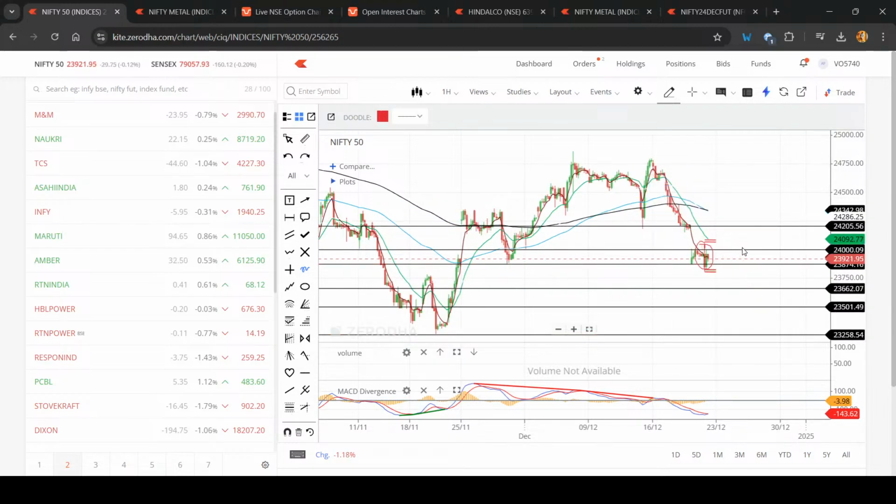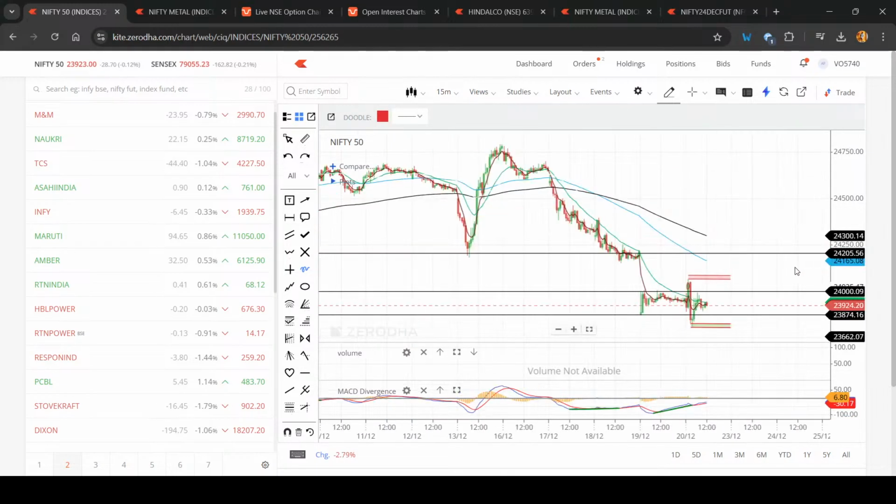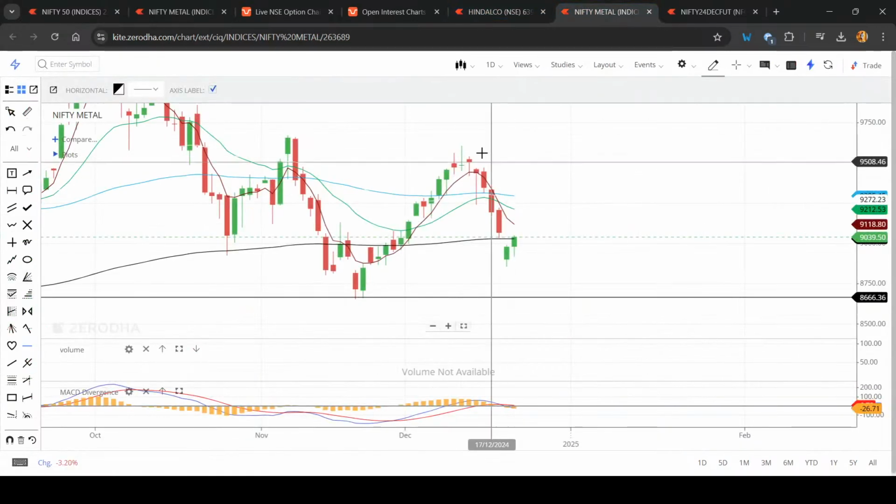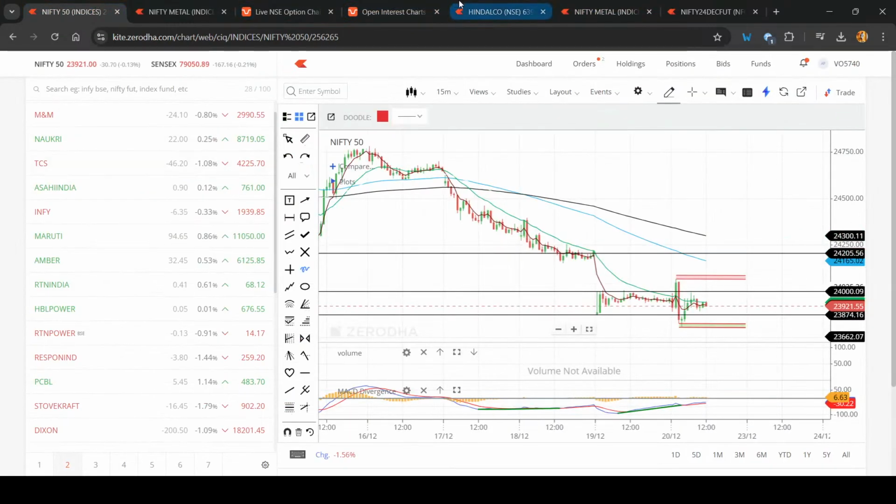So these are two possible scenarios. Until we break out of the range, both ranges, we have to wait and wait. That's why we are trying to form some good opportunities in stocks. One we have discussed is Hindalco. Second, I'm just looking in stocks at what opportunities we can find.